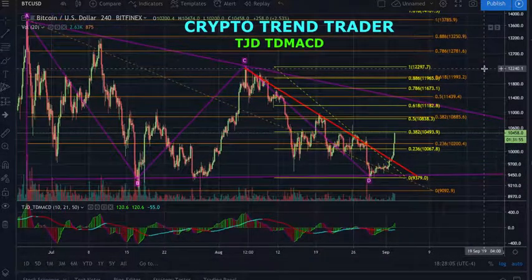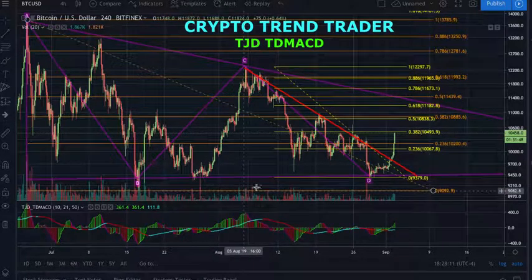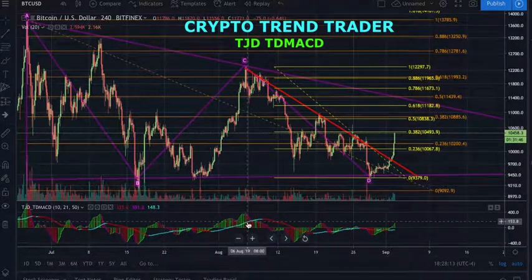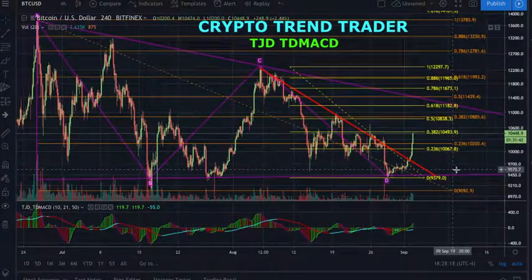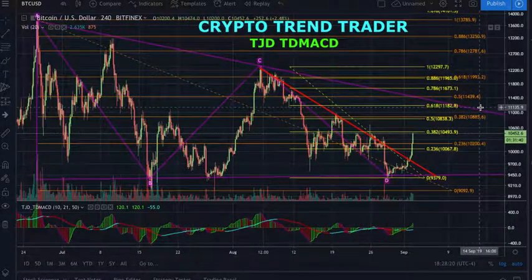But I find it much more visually appealing than the typical MACD. It's much easier to look at. You glance right at it, you see the blue line, you see the green, you know it's a good move up. You see the red line, you see the red on the histogram, you know it's likely to continue down. So there we have it. That's the TDMACD, the Trader's Dynamic Moving Average Convergence Divergence.